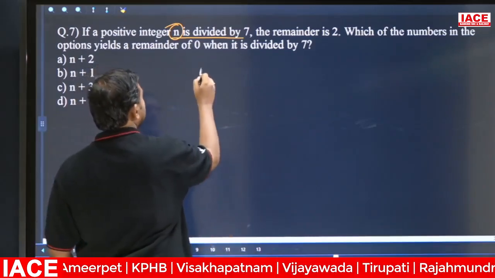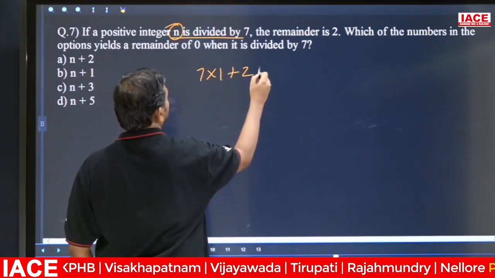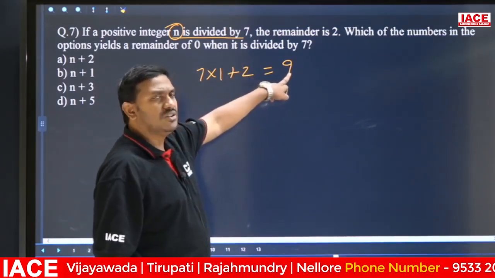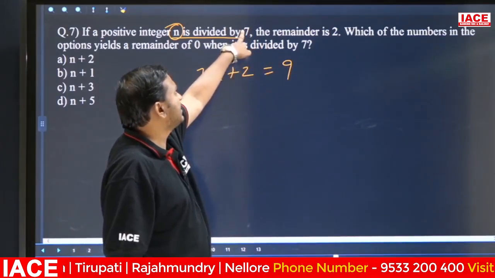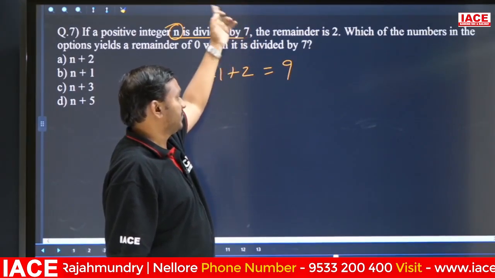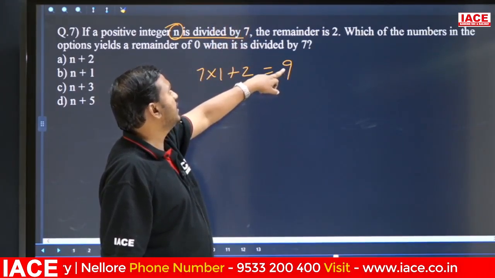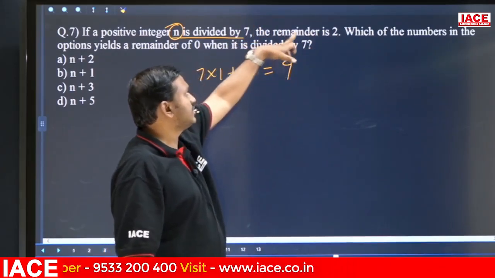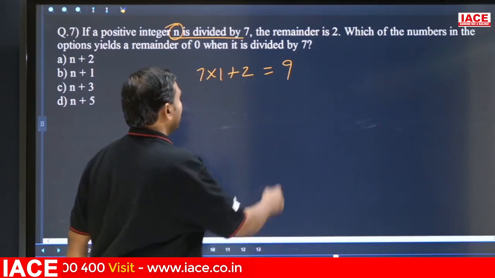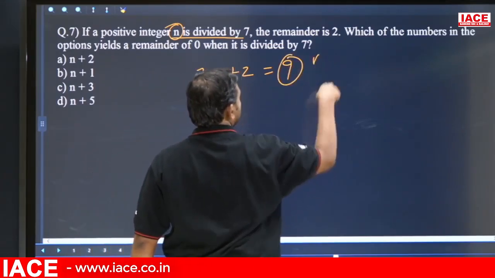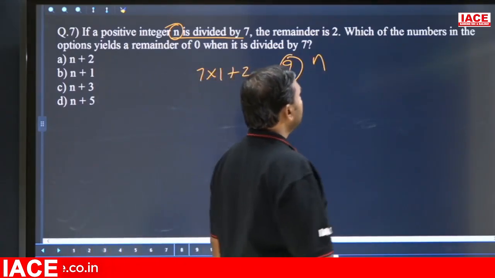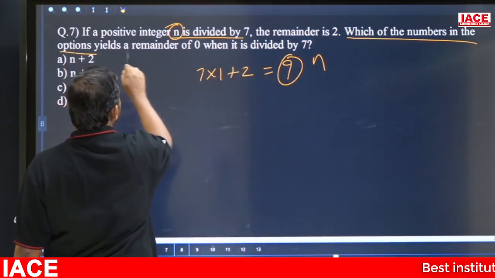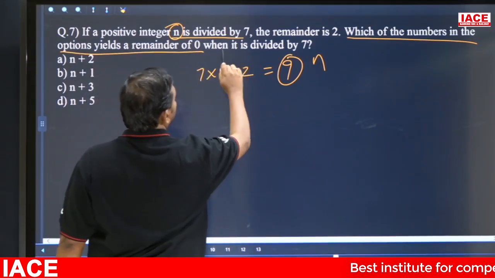Simply, how to write 7 into 1 plus 2. So that is 9. Just see, if 9 is divided with 7, what is the remainder? We'll get 2. Right. So our n is how much? This is n. N is 9. Which of the options yields the remainder 0 when it is divided with 7?